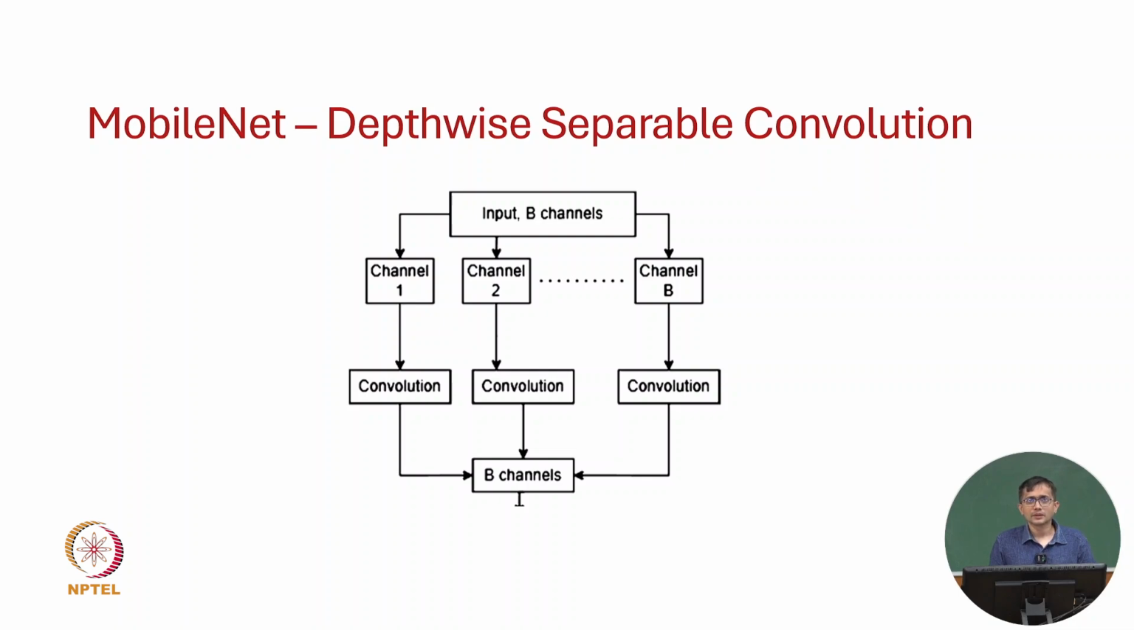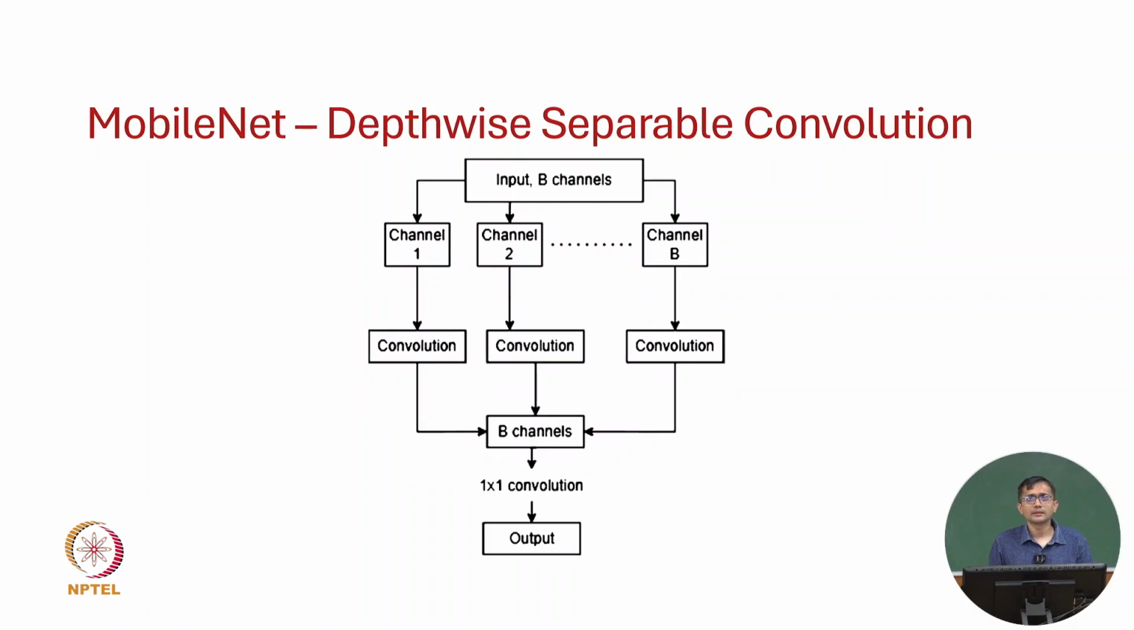Now, is that all? No, right? We would also like to combine information from the different channels, right? So at this point, we have treated the channels separately. We also want a stage where we can actually combine the information from different channels. And this will now be done using 1x1 convolution. The 1x1 convolution will lead us to our output.